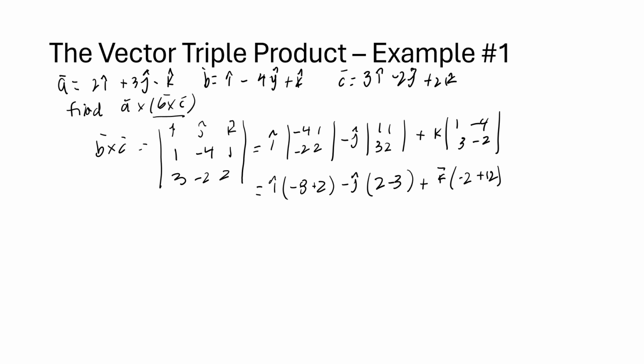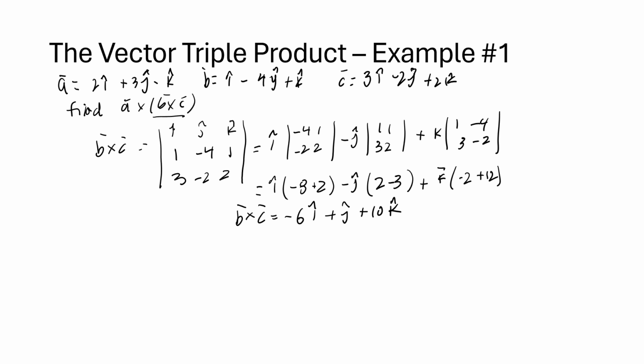So now this B cross C is going to be equal to minus 6i plus j plus 10k. Yeah, because we got the minus 6 here, and the 2 minus 3 is 1, and the minus 2 plus 12 is 10. So that checks out. So there is our vector.